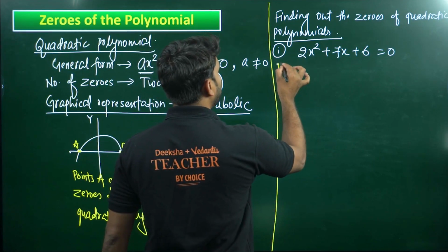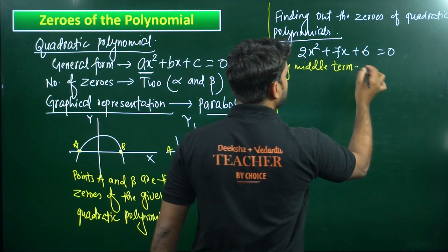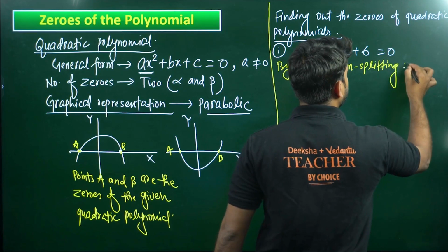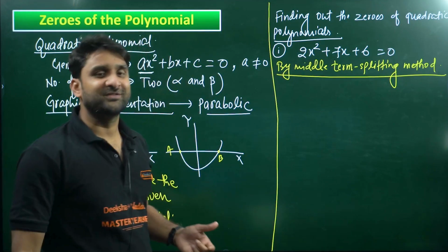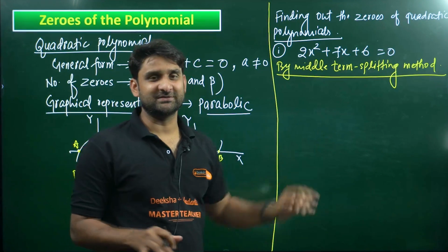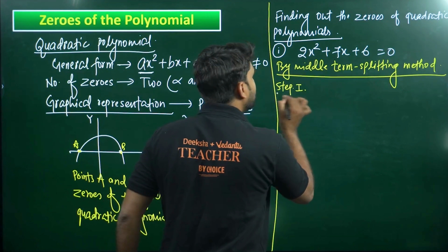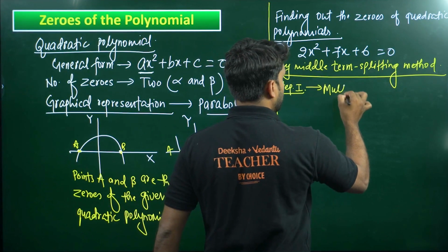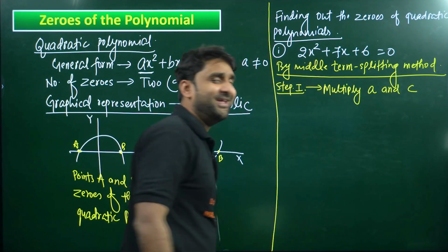So I'm going to use the middle term splitting method. And what is this? I know for some students it might be very new, so please focus here. Let's apply this method stepwise. Step number 1 says: multiply A and C.